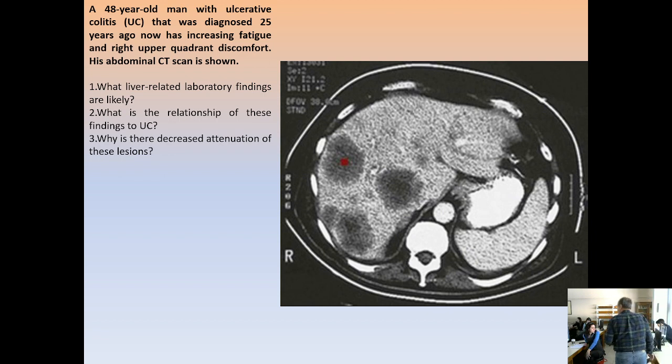So, there was a long history of an inflammatory disease of the bowel. In tissues which have chronic inflammation, what happens to the cells if there is a chronic inflammation? What effect does this inflammation have on the cells? Yes? They start becoming chronic.